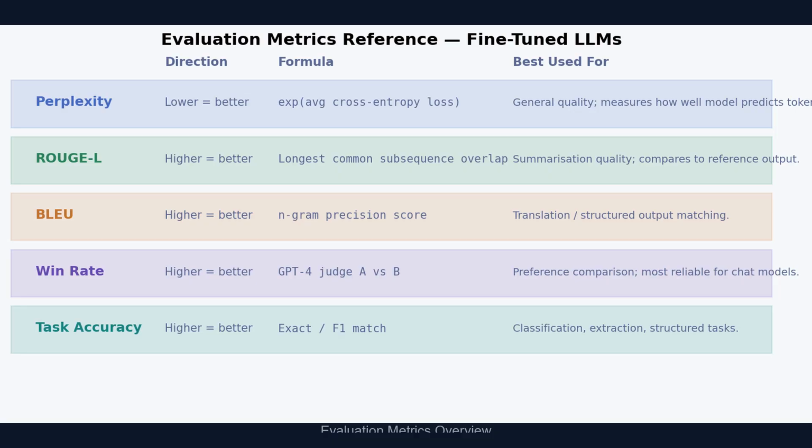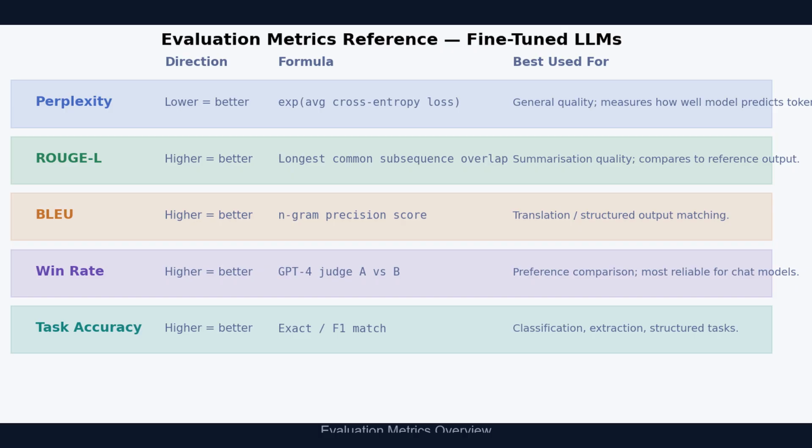Before you can evaluate your model rigorously, you need to know which metrics to reach for and when. Perplexity measures how confidently the model predicts the next token. Lower is better, and it's a useful signal for general language quality. ROUGE measures the longest common subsequence between your model's output and a reference answer, making it the right tool for summarization tasks where you care about sequence overlap. BLEU focuses on n-gram precision and is the standard metric for translation.